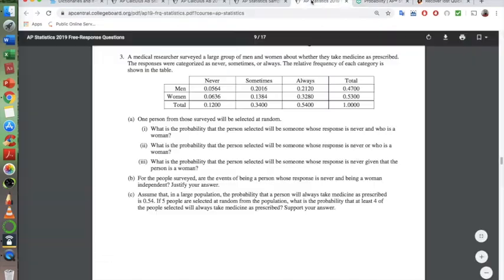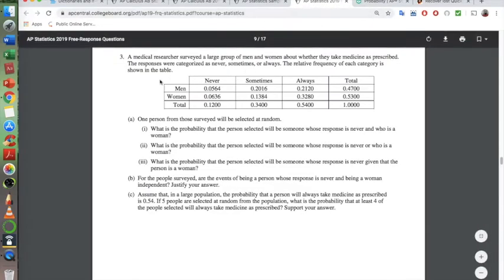Okay, let's go on to the AP test. A medical researcher surveyed a large group of men and women about whether they take their medicine as prescribed. The responses were categorized as never, sometimes, or always. The relative frequency of each category is shown in the table.